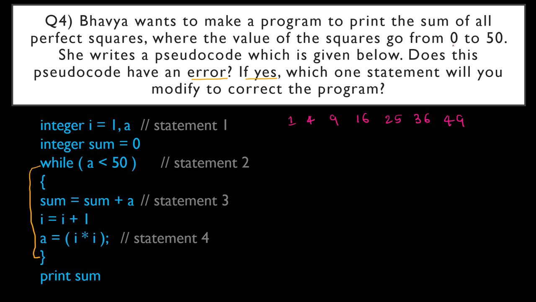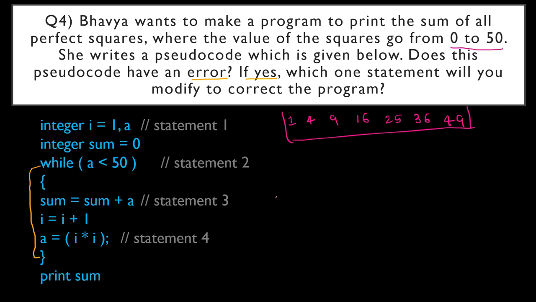That doesn't lie in 0 to 50. She wants to print this series between 0 to 50. Okay, that is this series. She wants to print this as output. She writes a pseudocode, that is this pseudocode. Does this pseudocode have an error? We have to find out. If there is an error, which of these marked statements will we modify?